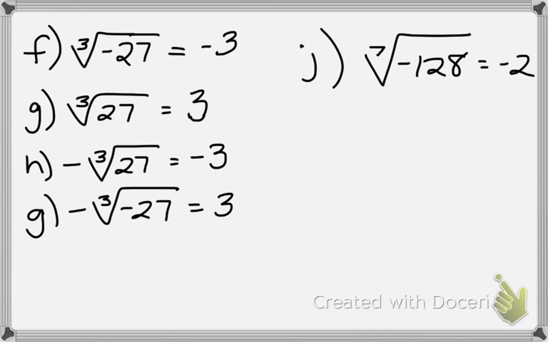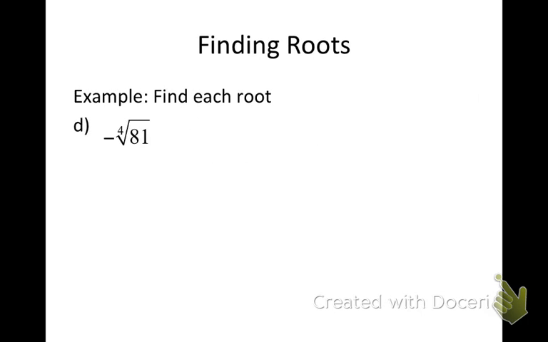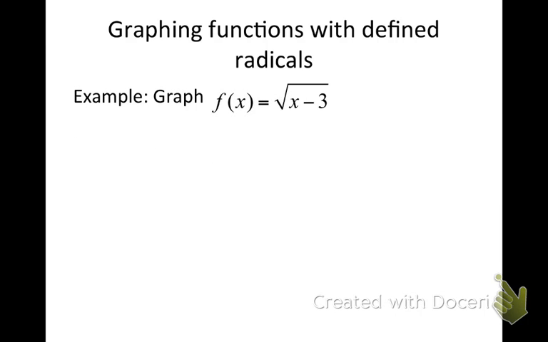Okay. So odd indexes, you can have a positive or a negative result. An even index, then you cannot have a negative underneath. All your answers will always, always, always be positive. Okay? All right. I'm going to flash through all those. Now let's get to actual graphs of radical functions.